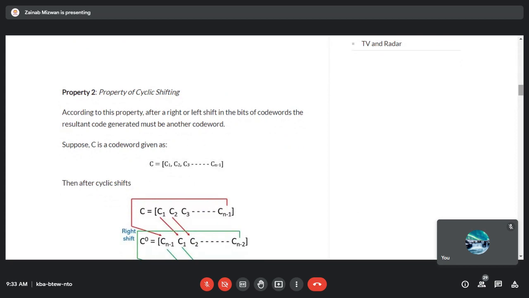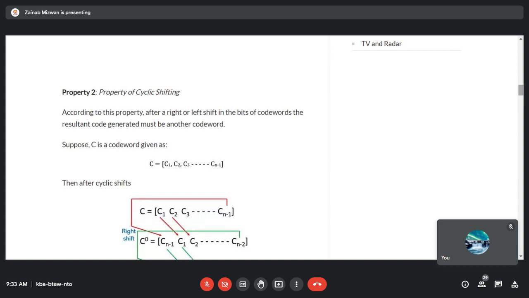As the word is being given as the cyclic code, what registers are we using for designing the encoder? We are using the shift register. The word is cyclic and the register which is being used is the shift register. It means we have to shift the code. We have to shift the bits one by one.